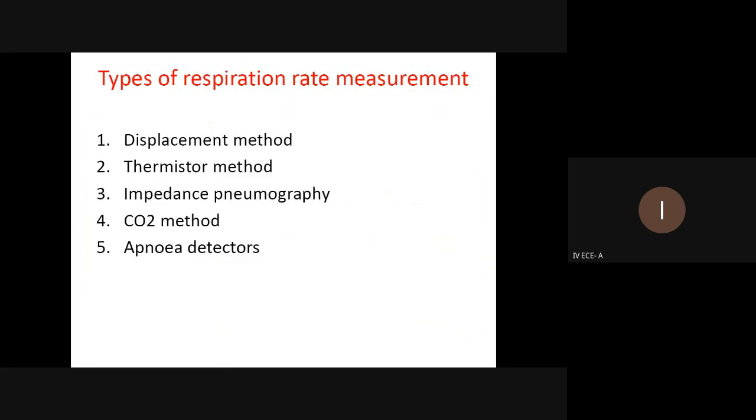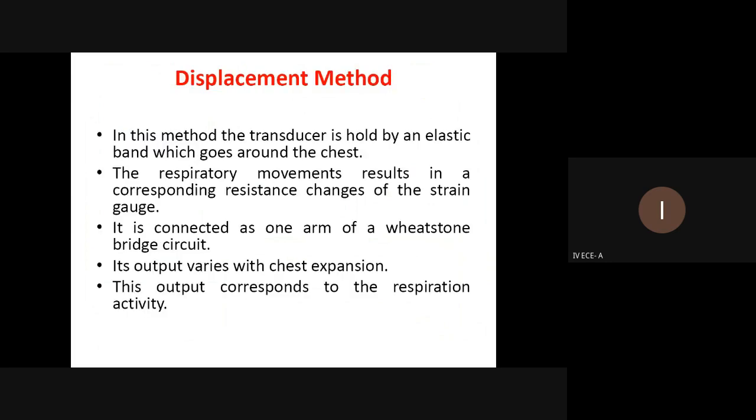What are the types of respiration rate measurement? They are displacement measurement, thermistor method, impedance pneumography, CO2 method, and apnoea detectors. These are the types of respiration rate measurement.